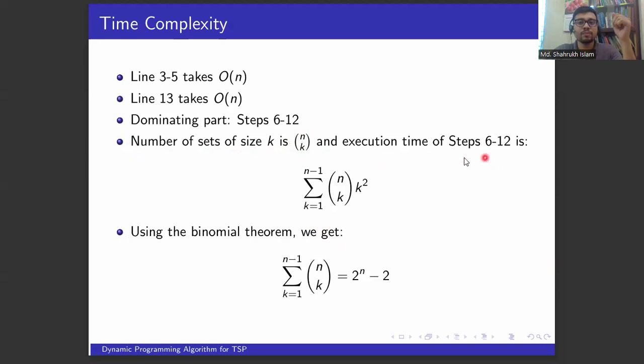And the execution time will be, we are choosing k cities, and we are traversing them. There are 2 for loops, so this will be k square, and we're trying to solve it for each size of set, right? Each cardinality of the set. First of all, the cardinality was 1, then cardinality was 2, cardinality was 3, and so on up to n minus 1. So what will be this term? By the binomial theorem, we know that this term is actually 2 to the power n minus 2. So we will use this, okay?